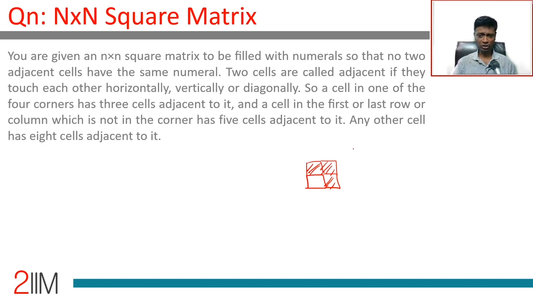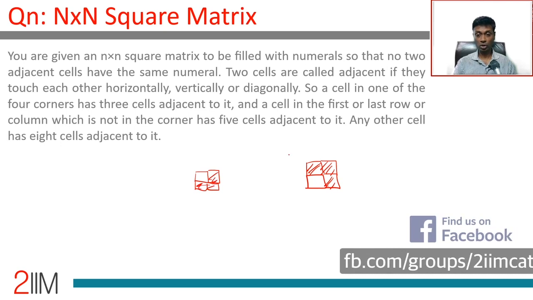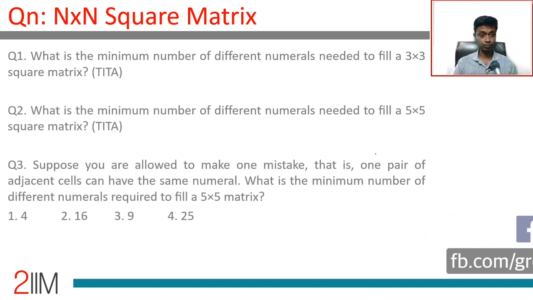The cell in the first or last row, so a cell in one of the four corners, has three cells adjacent to it. That's correct. So if you're in this top left corner, you'll have the right, bottom, and diagonally down. A cell in the first or last row or column, which is not in the corner, has 5 cells adjacent to it. 1, 2, 3, 4, 5. Any other cell has 8 cells adjacent to it. Wonderful. So very clearly defined as to what adjacent cells are.